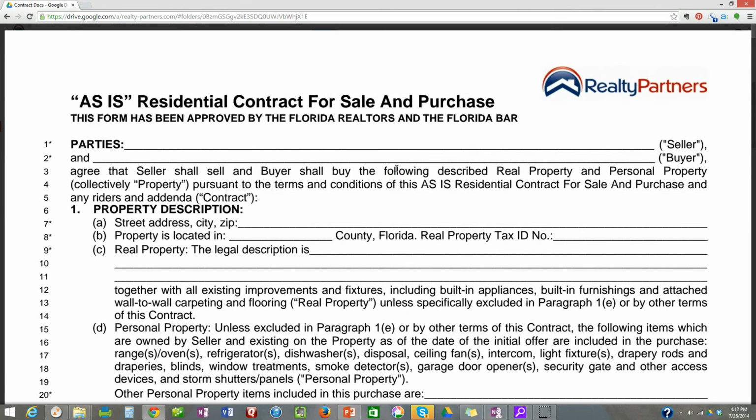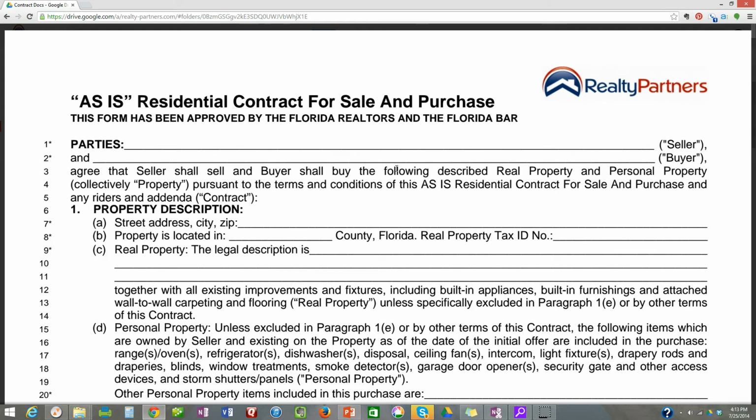And in this day and age, short sales are the new normal. REOs are very, very popular, especially with investors. So I can tell you from my own experience as both a real estate broker and a title agent that a huge percentage of contracts are written using the as-is contract today. So I want to go through it and just point out some things to you, and then later when we look at the traditional contract, you can see the differences between the two.